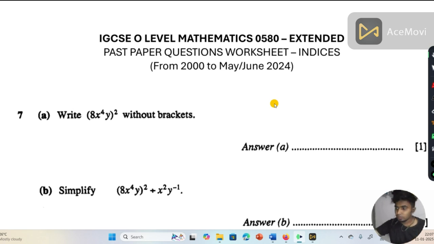This is the IGCSE O Level Mathematics 0580 worksheet for Extended, and the topic is indices. We can just start our past paper questions from the topic of indices. Here they mention the first question. It's just from a past paper, that's why it's given 7 marks.